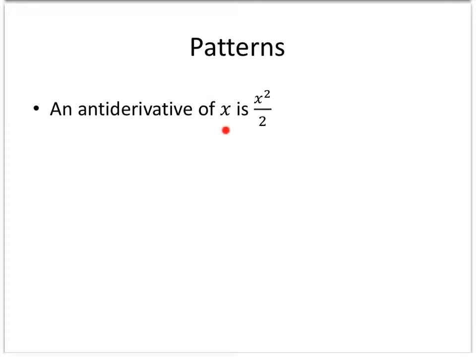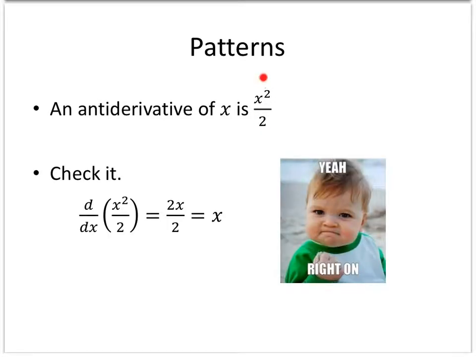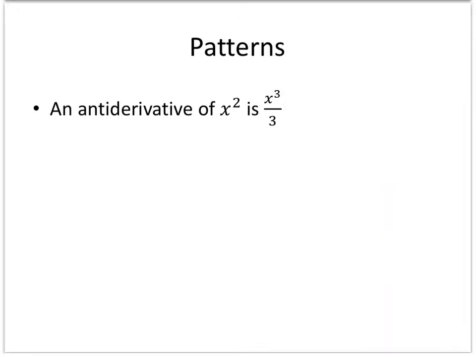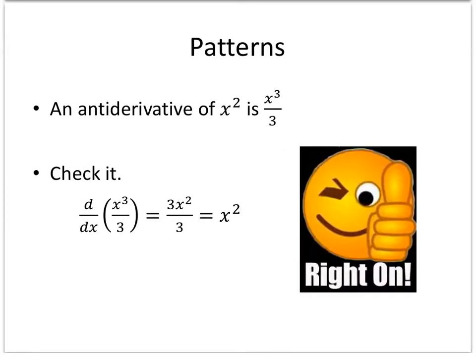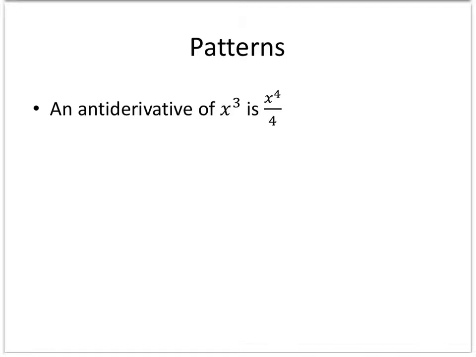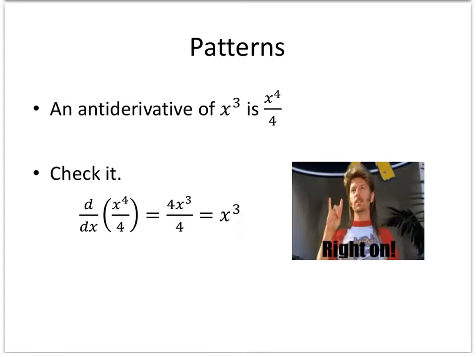An antiderivative of x is x squared over 2. Check it. Take the derivative of this: bring the 2 down, of course the 2's cancel, and I get x. An antiderivative of x squared is x to the third over 3. Check it. Take the derivative of x cubed over 3, and you will see you get x squared. So when you take these derivatives, you're getting the original function. An antiderivative of x cubed is x to the 4 over 4. Again, we could check it.